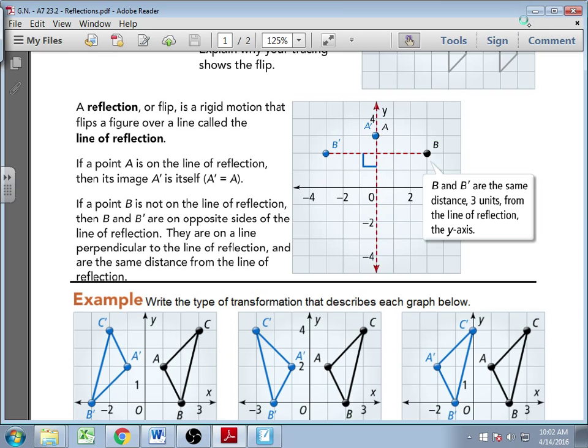Wait, so you can reflect on the x-axis too? You could. You can choose any line of reflection you want. Here my line of reflection is the y-axis. Oh, okay. Because you can see my B and my B prime are equidistant from that y-axis.